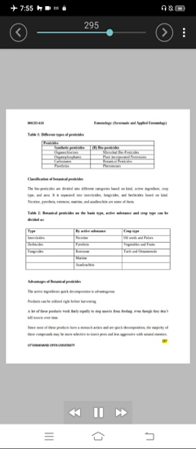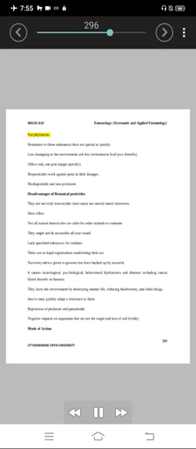Not phytotoxic. Resistance to these substances does not spread as quickly. Less damaging to the environment and less environment load, eco-friendly. Affect only one pest, target specific. Biopesticides work against pests in little dosages. Biodegradable and non-persistent.